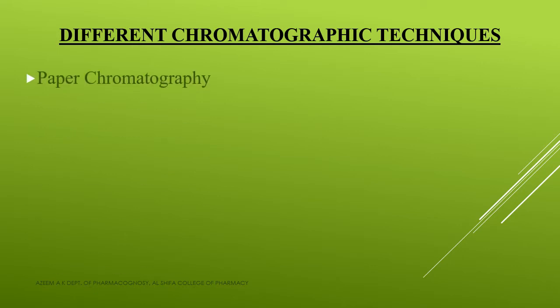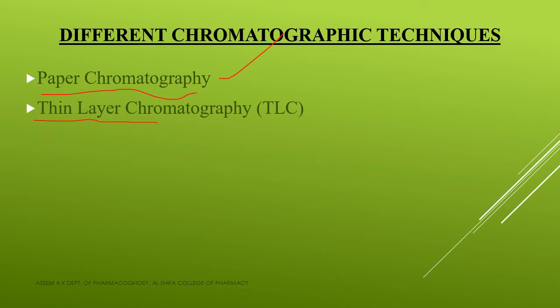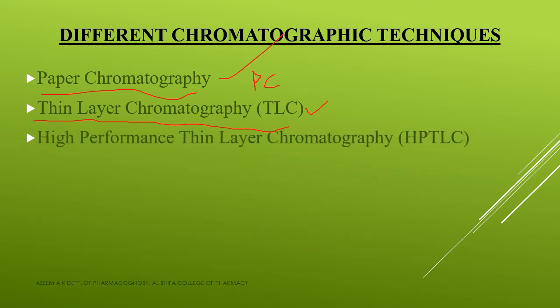So first one is paper chromatography. This is the most simple type of chromatography. Paper chromatography can be abbreviated as PC. Second one is thin layer chromatography, or TLC. Then third one is high performance thin layer chromatography, which can be abbreviated as HPTLC. Now the fourth one is column chromatography or CC.